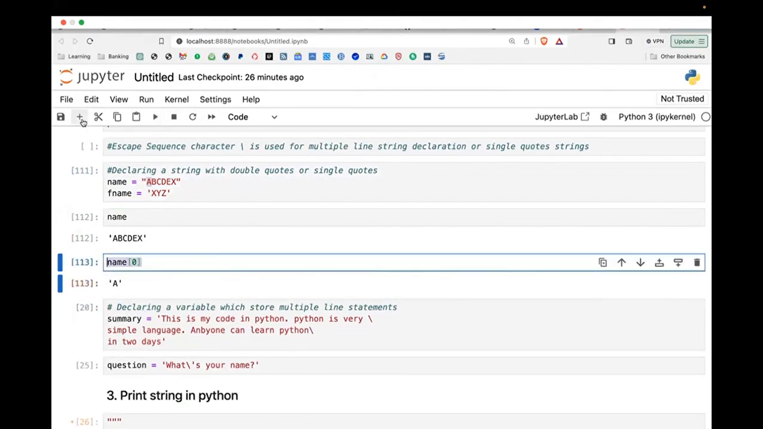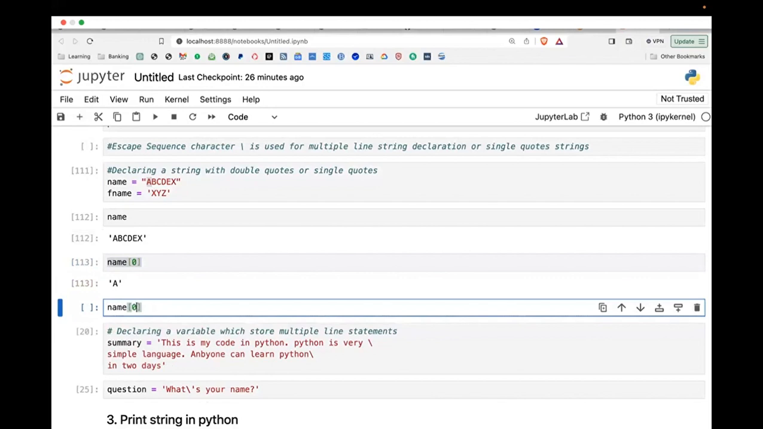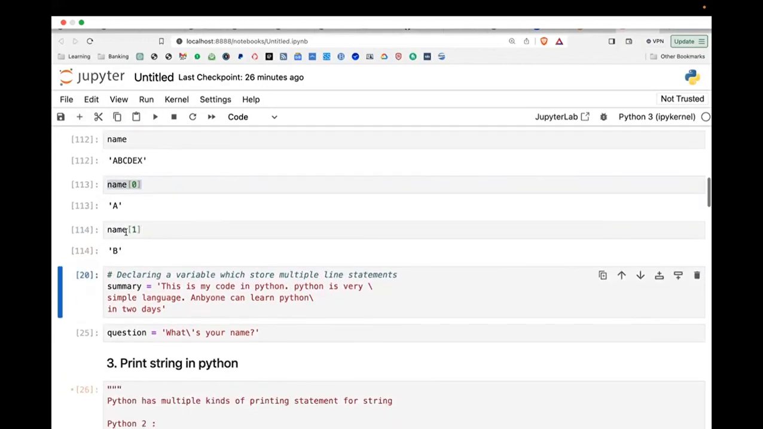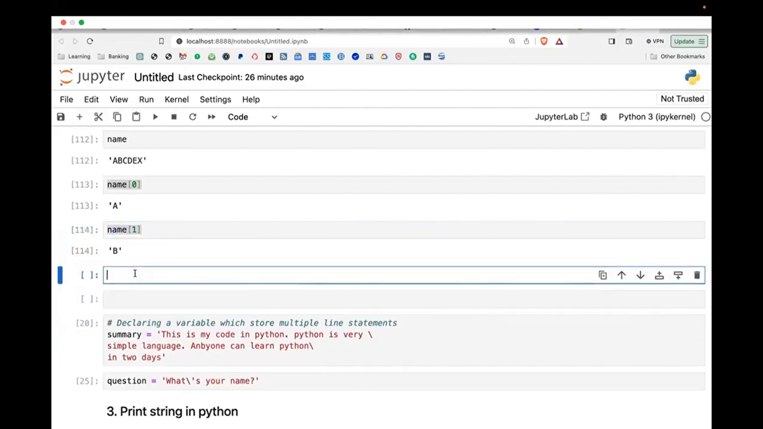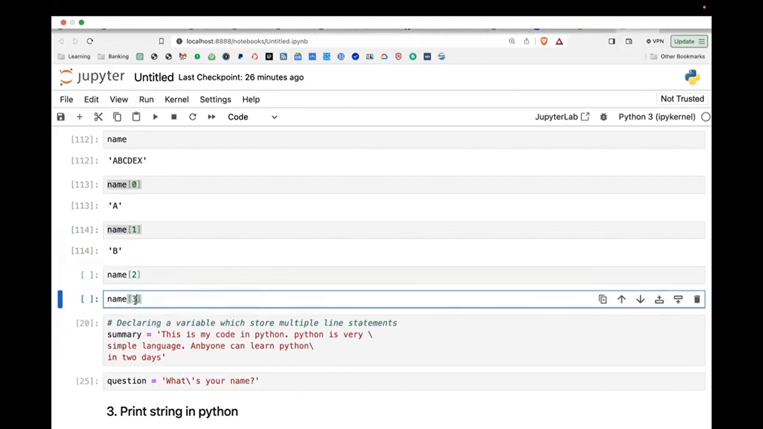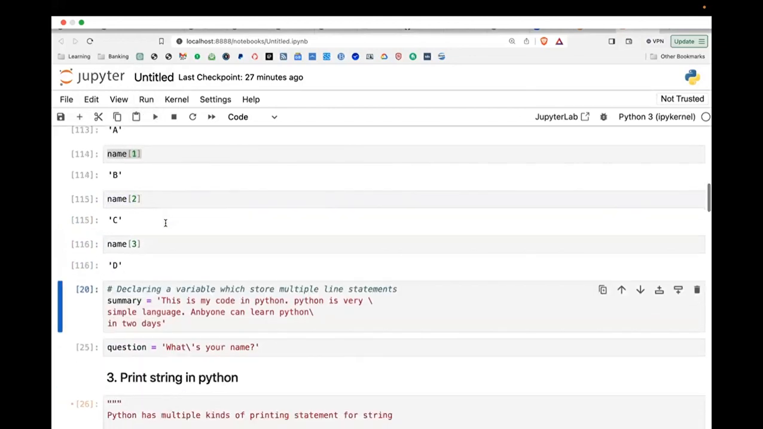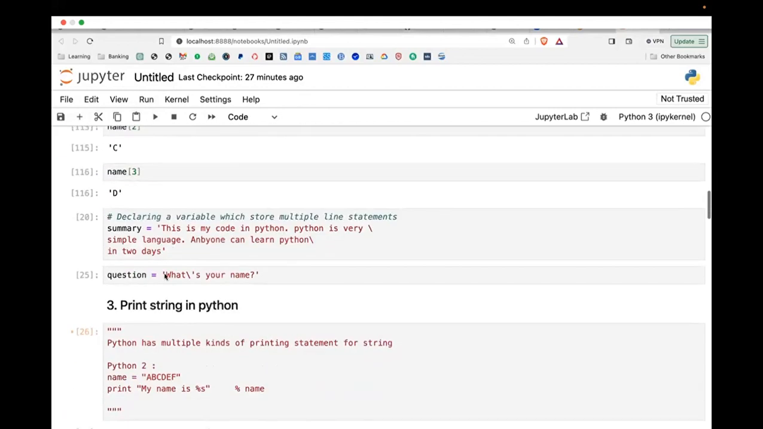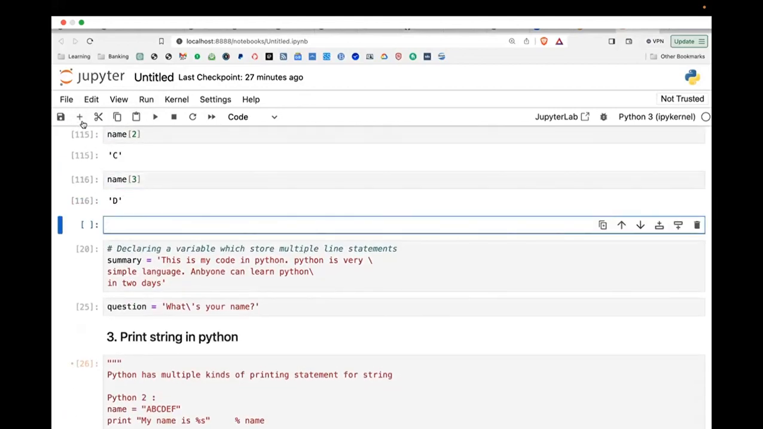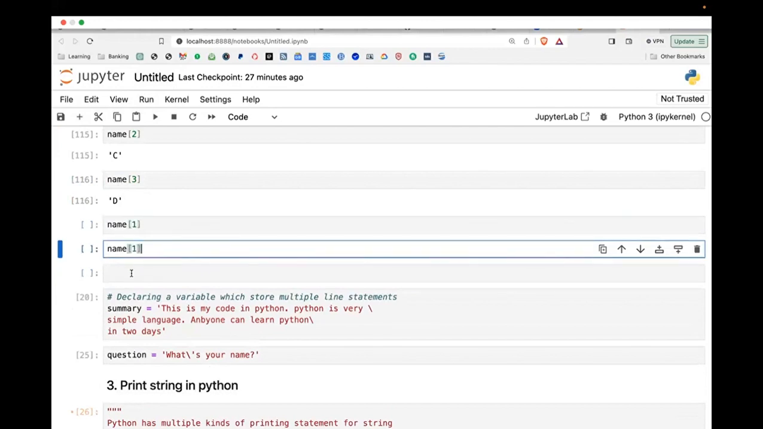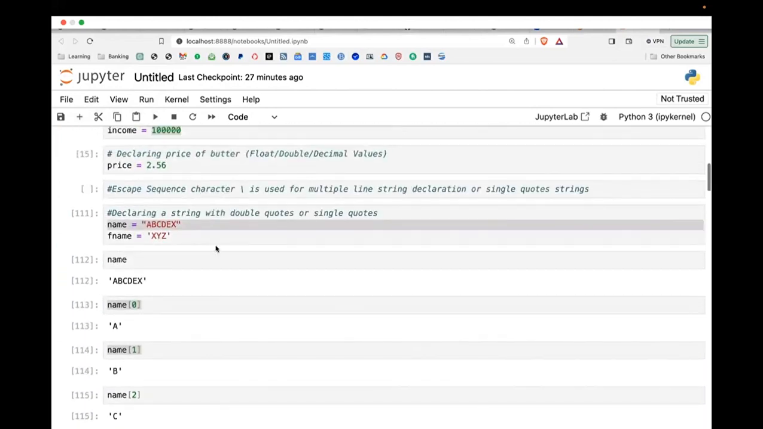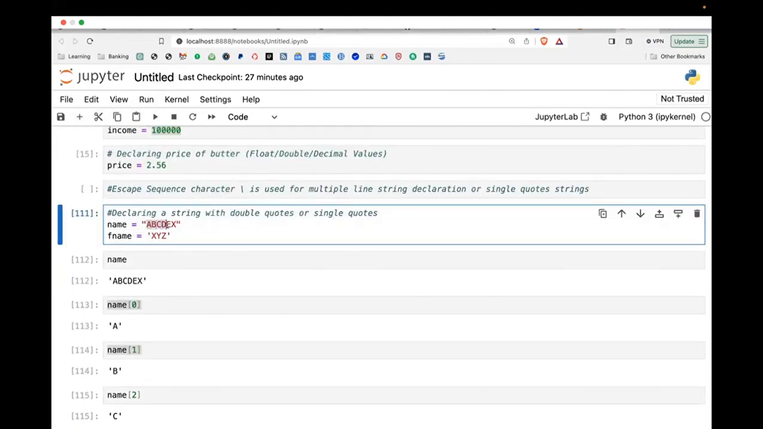Next will be the B character. Next would be the C character. Then the next ones, this is 4, this is 5. So you can understand it. Your string length is how much? 1, 2, 3, 4, 5, 6. But the index starts from 0. So 0, 1, 2, 3, 4, 5.